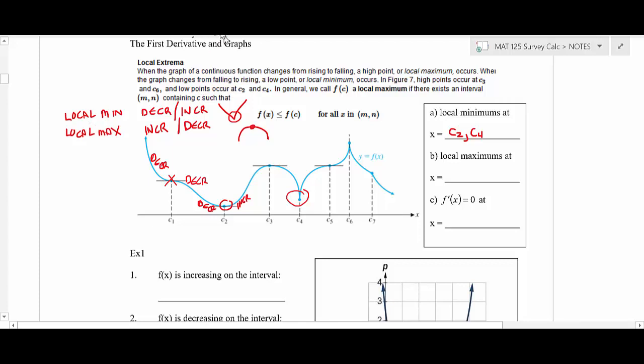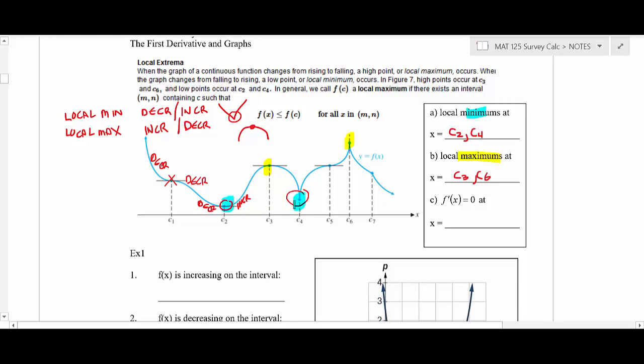Now let's look at the local maximums. The local maximums would occur at a place like this where the function increases, then decreases. So that would occur at c3. Another local maximum would occur here. The function increases, decreases, and that would be it. These points right here, let me show you: the maximums are the yellow points, and then the minimums would be this place and this place right there.